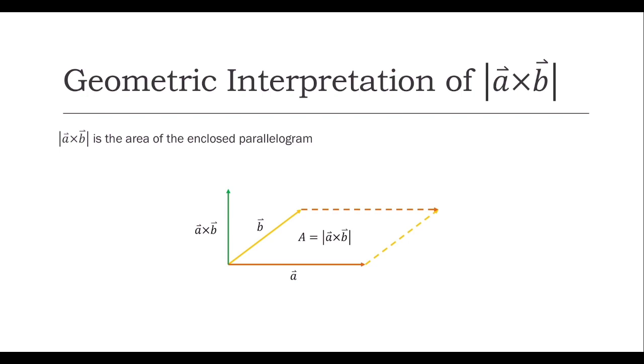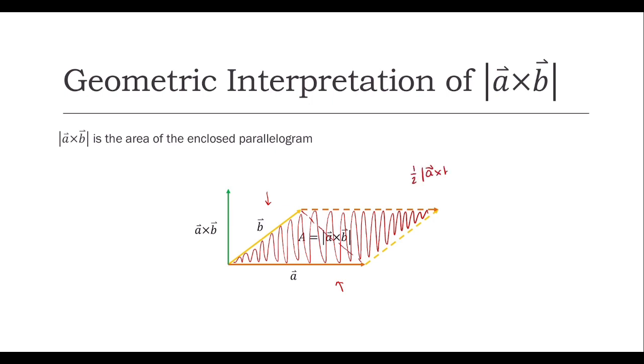So now we have our geometric interpretation of the magnitude of A cross B. The magnitude of your A vector crossed with your B vector is going to be your area here. So that's what that means geometrically. So if you wanted to find the area of a triangle formed by vectors A and B, it would be this area here, so it would be 1/2 the magnitude of A cross B. So that's for your triangle.